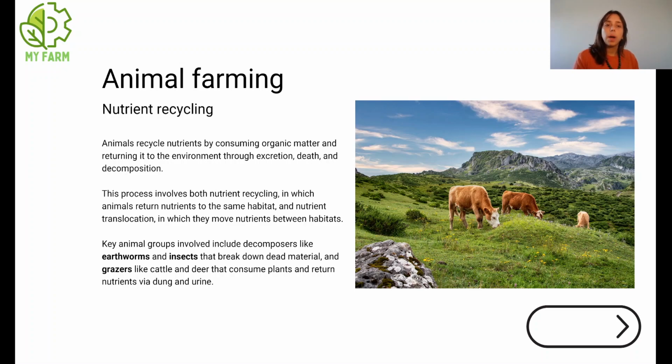Animals recycle nutrients by consuming organic matter and returning it to the environment through excretion, death, and decomposition. This process involves both nutrient recycling, in which animals return nutrients to the same habitat, and nutrient translocation, in which they move nutrients between habitats. Key animal groups involved include decomposers like earthworms and insects that break down that material, but also grazers like cattle and deer that consume plants and return nutrients via dung and urine.